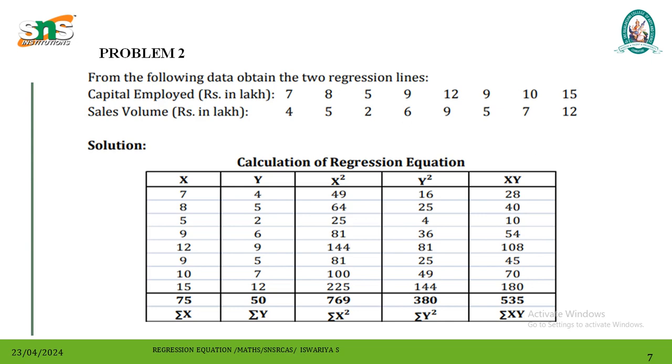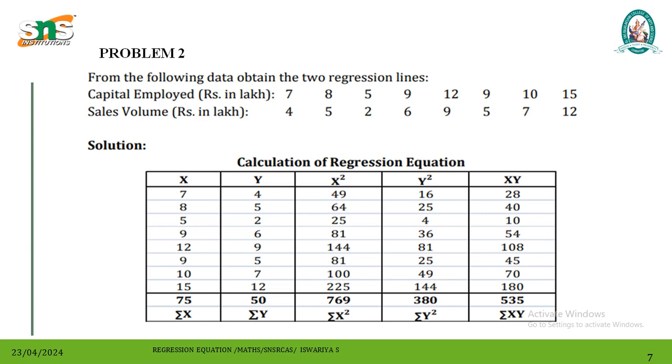For summation x, I have to add all the values of x and I got a value as 75. For summation y, I have to add all the values of y to get a value of summation y as 50. For summation x square, I have to add all the values of x square and I got a value of 769. For y square, I got a value of 380. And for summation xy, I got a value of 535.